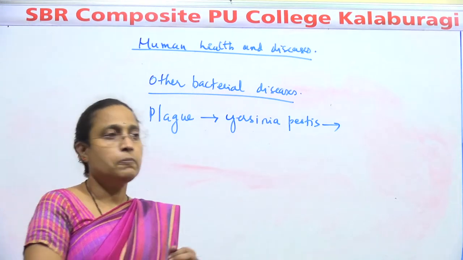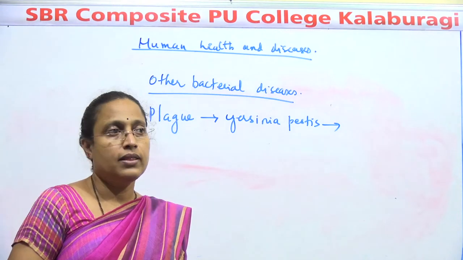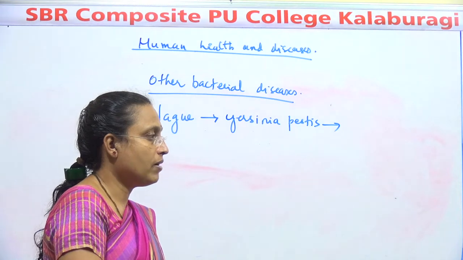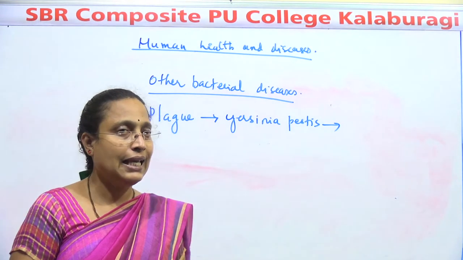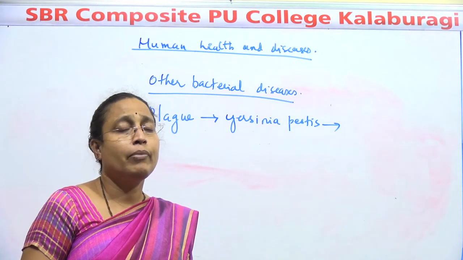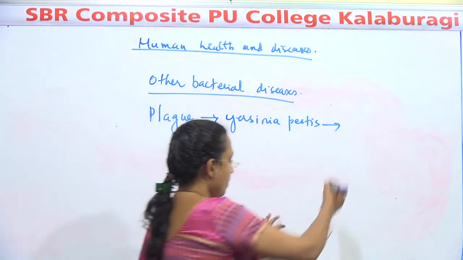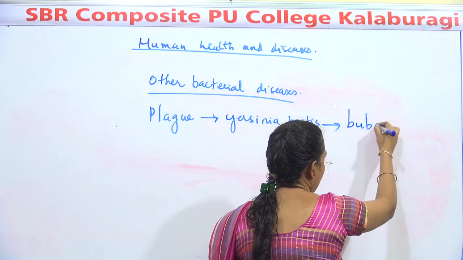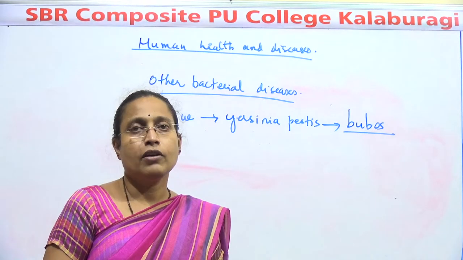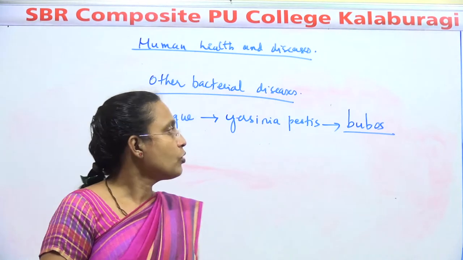This bacteria causes plague. Now, plague can be spread by rat flea. That is an insect through which the plague bacteria can transmit from an infected individual to a healthy individual. I'm only telling the main point of what occurs in this particular disease. This plague is also called bubonic plague because bubos will appear, swollen structures in the groin area as well as the armpit area. They are called bubos. So, bubos are formed.